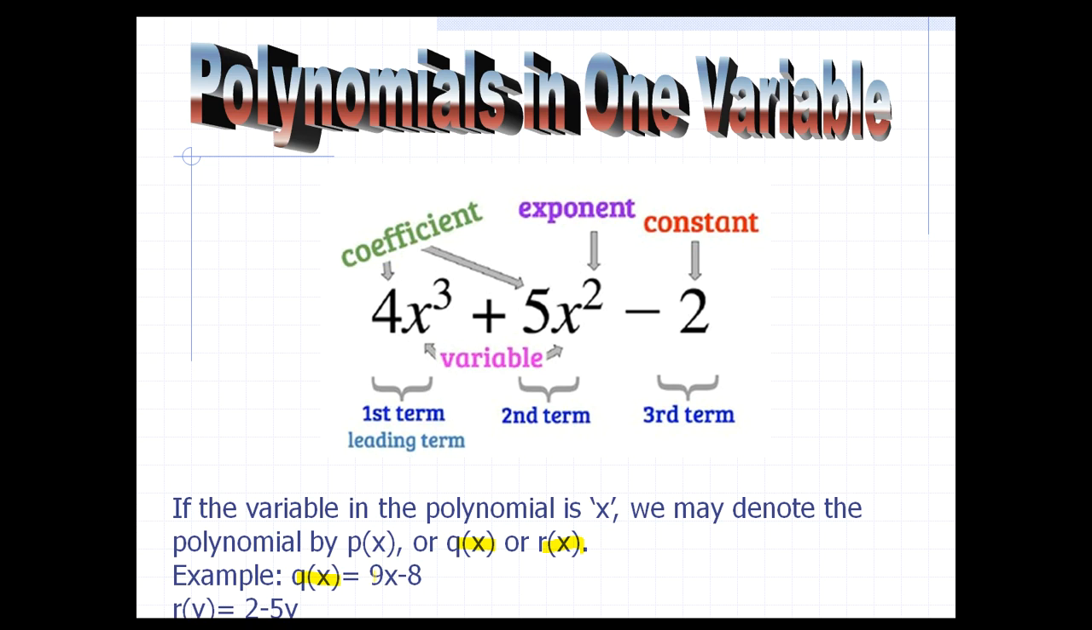q of x is a polynomial as 9x minus 8. This means it is a polynomial only in x. r of y is a polynomial only in y.